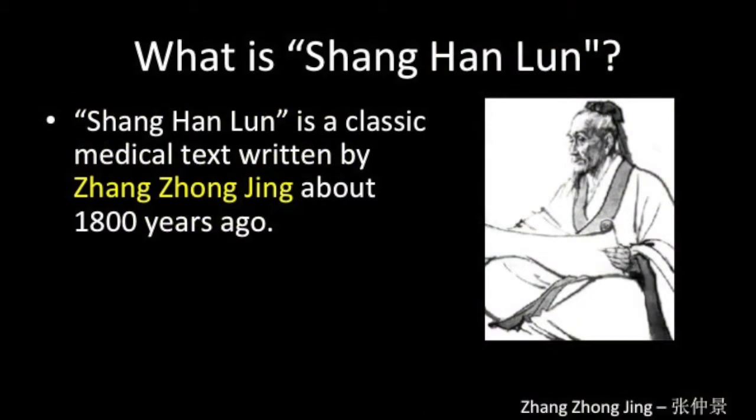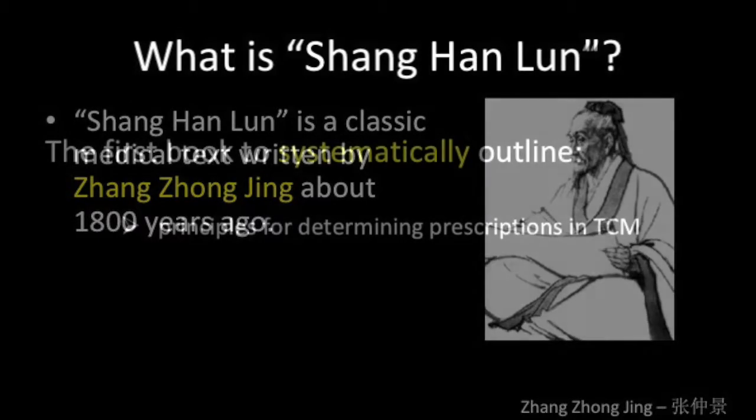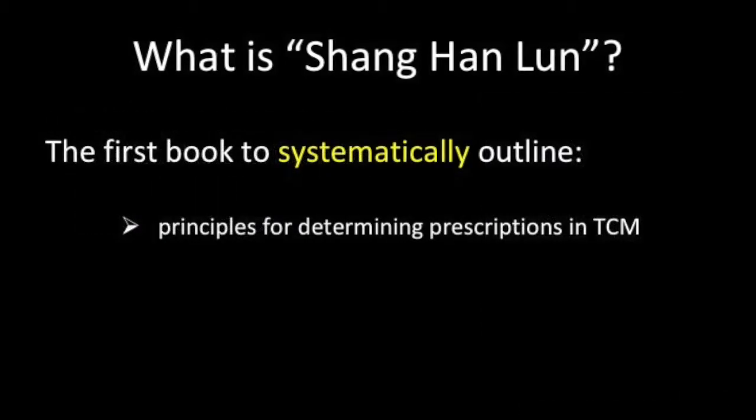Shang Han Lun is a medical text written by Zhang Zhong Jing around 1800 years ago. It is regarded as one of the most important classics of traditional Chinese herbal medicine. Unlike previous texts, it was the first Chinese book to systematically outline the principles and methods used for determining prescriptions of medicinals in what we now call traditional Chinese medicine, or TCM.